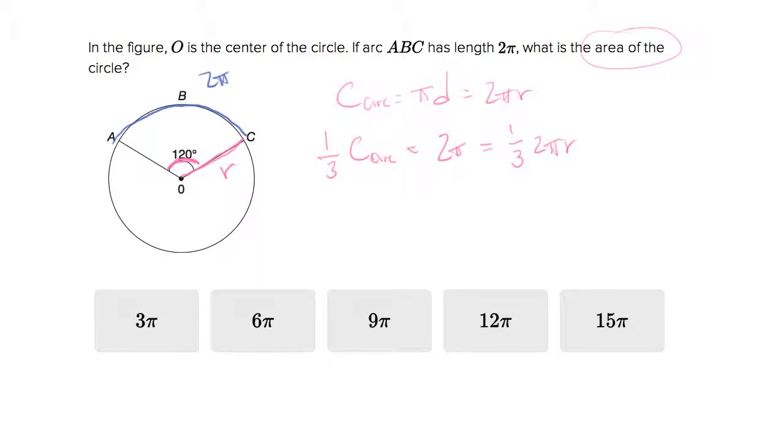So let me show you how the algebra works out on that. So cancel out the 2 pi, which is on both sides. And what you end up with is 3 equals r. So now that I know r is 3, I can figure out the area, because the area of the circle is equal to pi r squared, which is equal to pi, now 3 squared, which is equal to 9 pi.